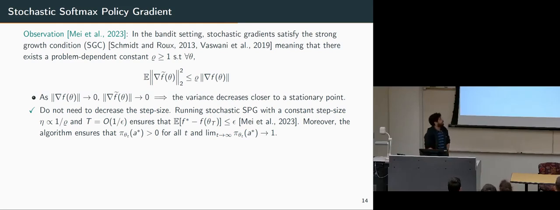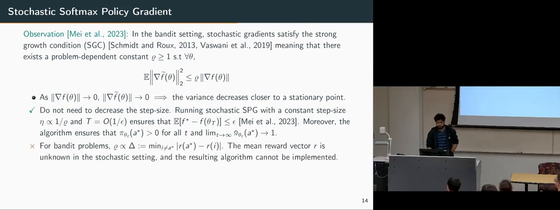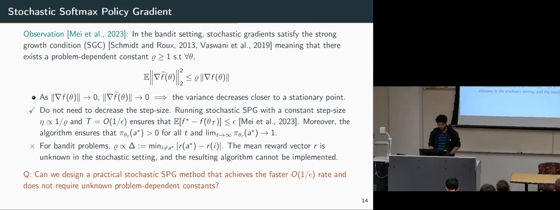And this is going to be great, because now we don't need to decrease the step size. The entire reason we needed to decrease the step size was to counteract the variance. The variance itself is going to 0, so now we can converge with a constant step size. And this is what this paper shows. So it shows that if you set eta that depends on this strong growth condition constant, you will converge to an epsilon neighborhood in 1 over epsilon iterations, and everything is going to be fine. But as you can guess by now, the problem is this rho depends on the reward gap, which we don't know, and we can't set the step size.